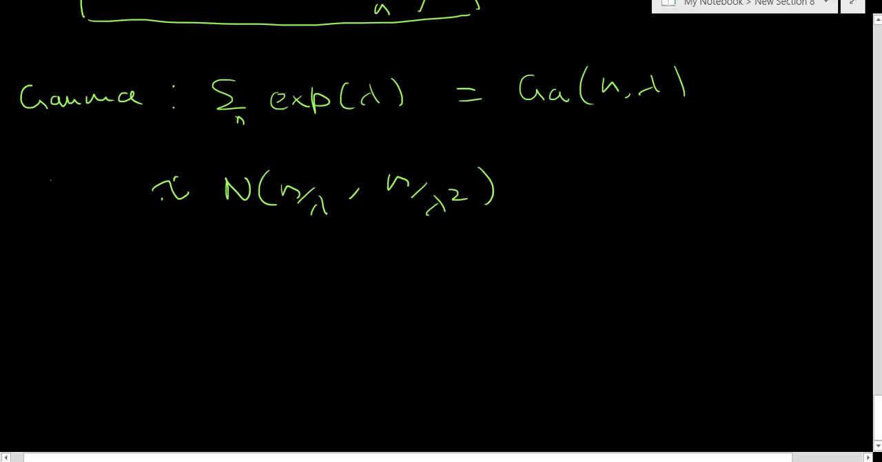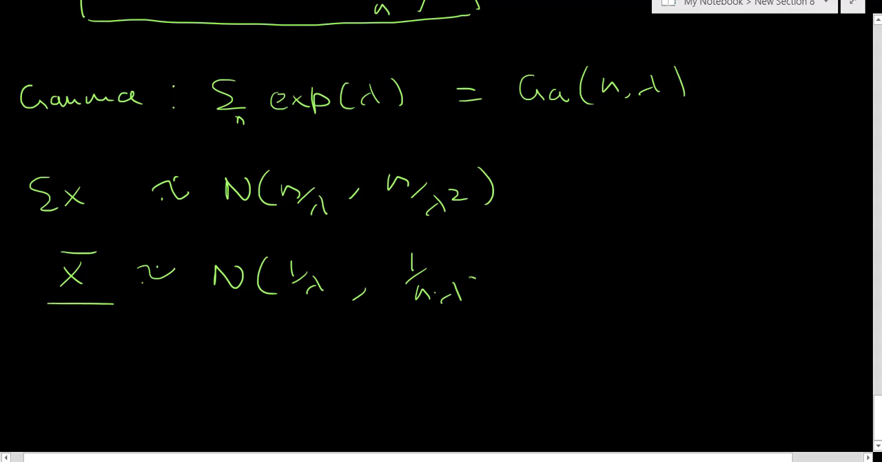This was for sigma x. If I want an approximate distribution of the mean, it would be 1 upon lambda, which is an exponential distribution's mean, and I will have 1 upon n times lambda squared here, because I just divided by n squared. The next thing we discuss, and this is the last topic from this chapter, is called continuity correction.